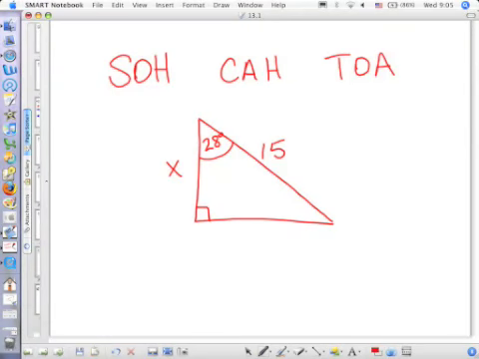Adjacent and hypotenuse. Adjacent and hypotenuse. That's AH. Which one of these three has AH? So that means I'm going to use the cosine function to find my answer for this problem.